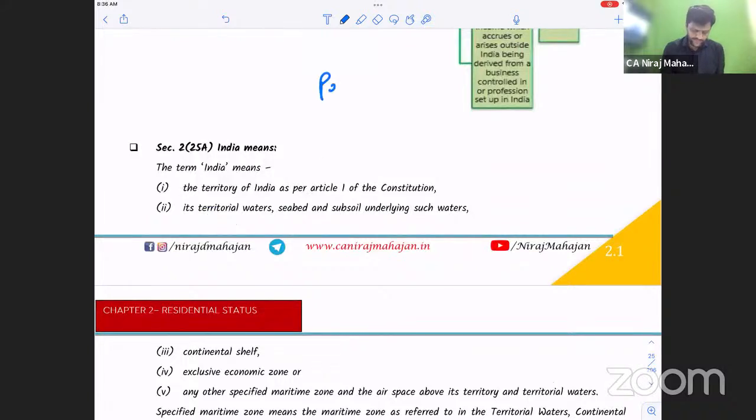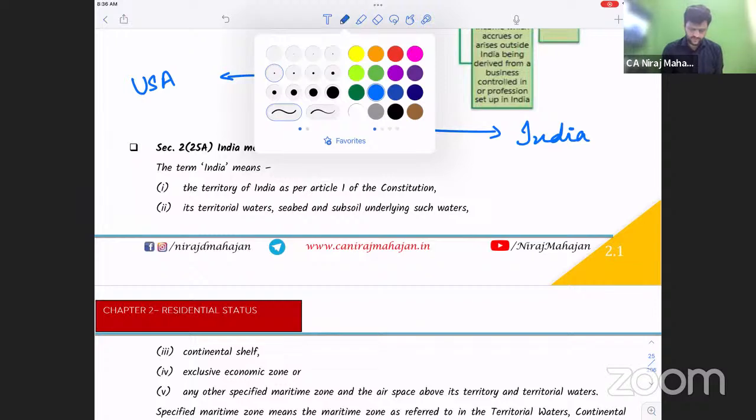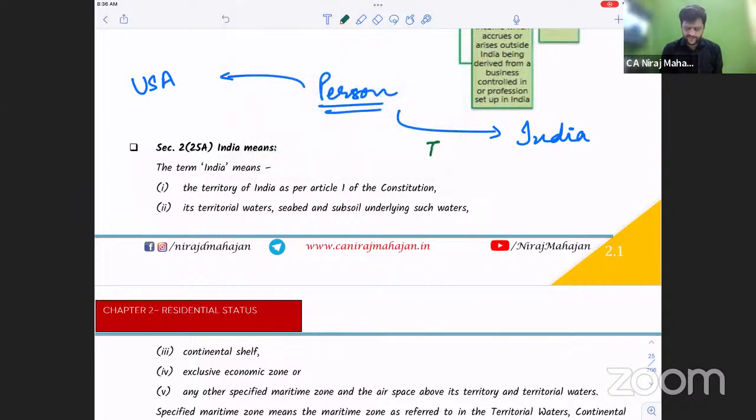What if a person, pay attention, earns from both the countries? Let us say India also and USA also. Clearly, he'll have to file an income tax return maybe in India, he'll have to file an income tax return in USA, and he'll have to pay tax in India and also tax in USA.